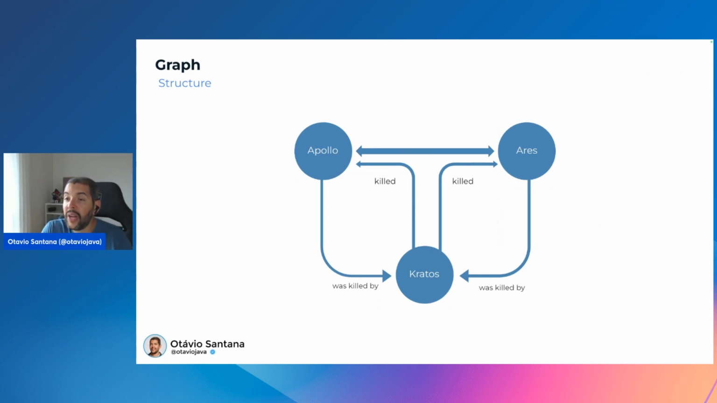The last type that we're going to cover today is the graph. The graph is one where you can have a huge search and analysis capability, because in a graph, we can do a deep relationship, even deeper than the relational database itself. Why? Because with a graph, you can have directions in my relationships. So, for example, here, Kratos has killed Apollo, and Apollo was killed by Kratos. So, different directions, different meanings. And that happens also with relationships, right?